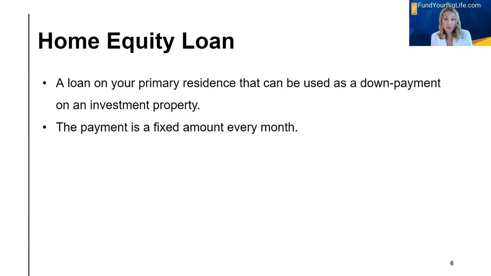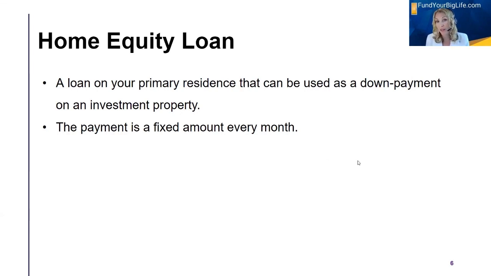All right, the next method we'll talk about today is a home equity loan. You can get this loan on your primary residence and use it as a down payment on an investment property. The home equity loan, usually you get all of it at once. At the closing of this loan, you go to your bank and they give you this lump check, this one check, and you put it into your checking account, and then you pay that loan back a fixed amount every month. And once you pay it back, you can't reuse it. You're just paying back this home equity loan.